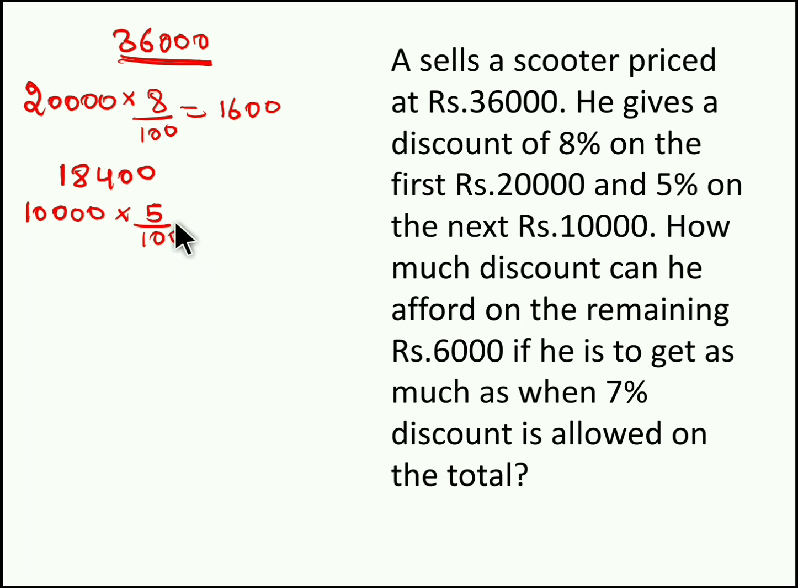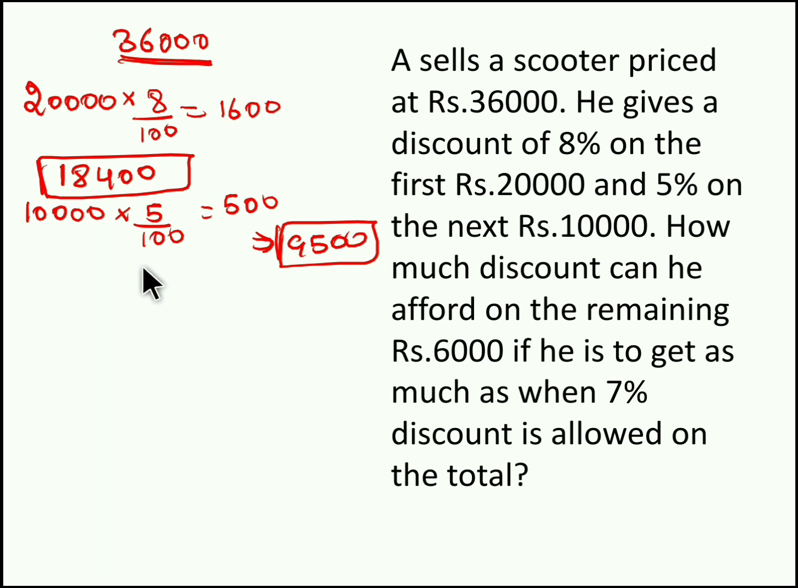Now from the next 10,000 rupees he is giving a discount of 5%. So 5% of 10,000 is 500 rupees. So he is selling the remaining 10,000 rupees only for 9,500 rupees. So totally 18,400 plus 9,500 you get 27,900. Now out of 36,000, 20,000 and 10,000 are gone. So 30,000 gone. So remaining we have only 6,000.